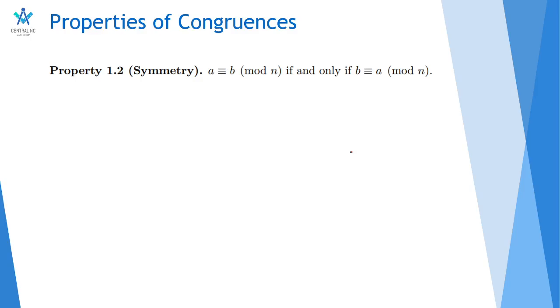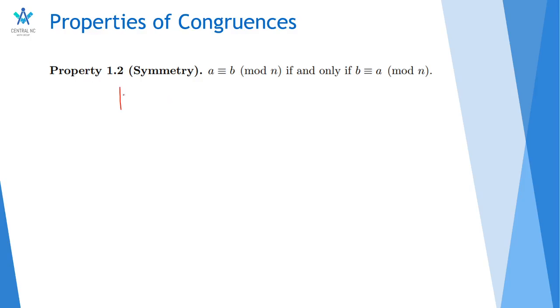Property 1.2, symmetry: A is congruent to B mod n if and only if B is congruent to A mod n. I'm going to show you just one direction of this, if you're wondering why I don't prove the if and only if. If you don't understand what I'm talking about, you can just disregard it. But A is congruent to B mod n if B is congruent to A mod n. We'll consider it like that.